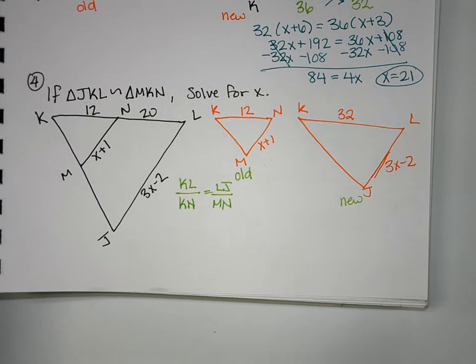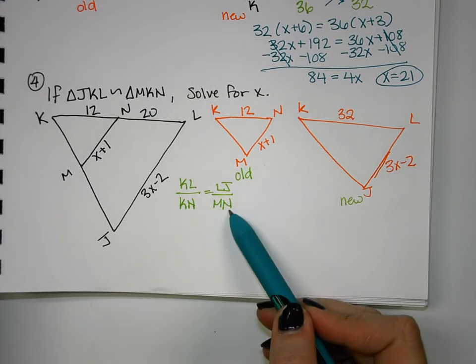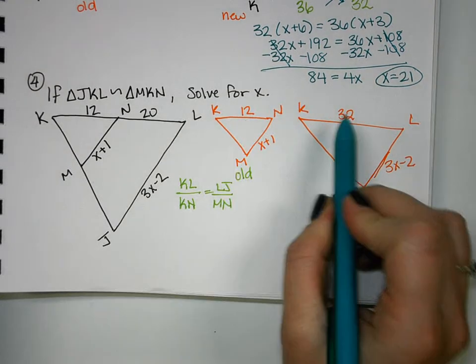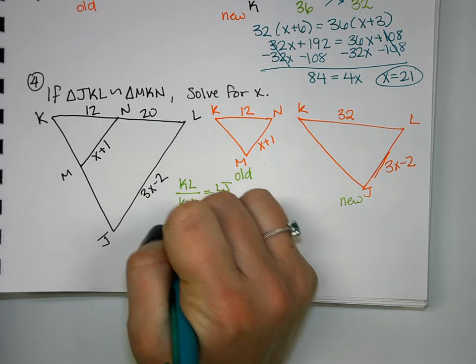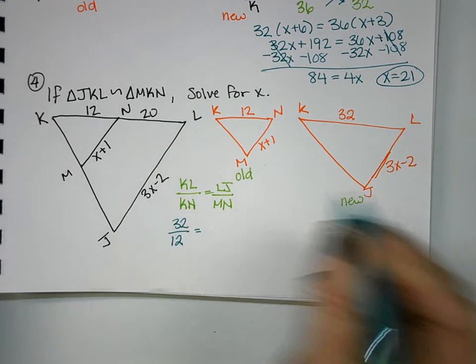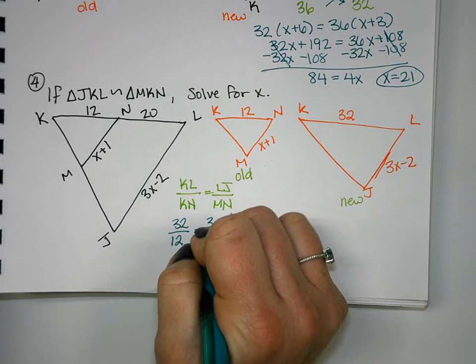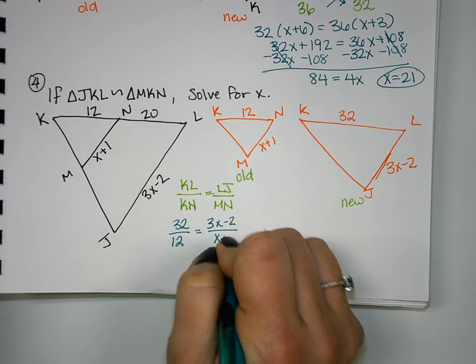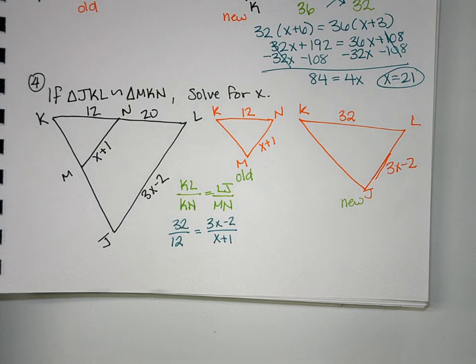Now that I have my proportion set up with corresponding sides, I'm going to plug in the values that I know. So KL is 32, KN is 12, LJ is 3x minus 2, MN is x plus 1. Now we have our proportion that we can cross multiply and solve.